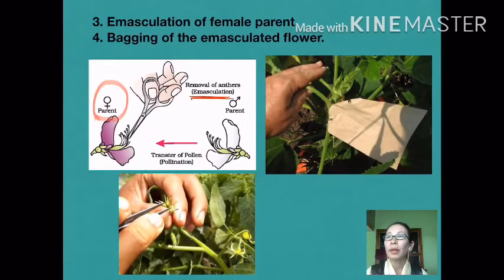And the third step is the careful removal of anthers before maturity without affecting the female reproductive organs. This process of removal of anthers is called emasculation. The emasculated flowers are then enclosed in suitable bags in order to prevent contamination. This process is hence referred to as bagging. In cross-pollinated crops, the male flowers can also be bagged in order to maintain the purity of pollen grains to be used for crossing.